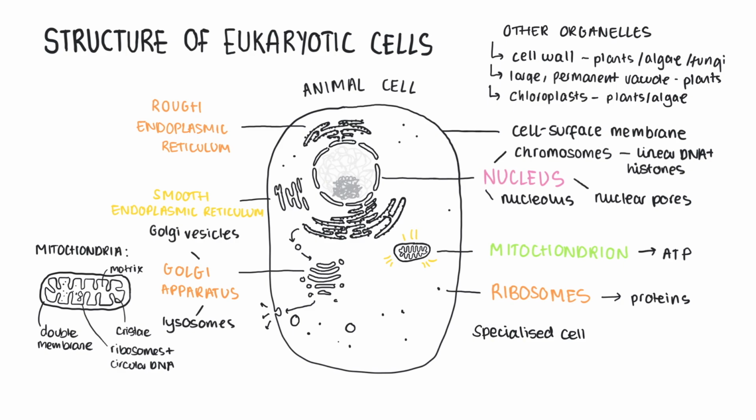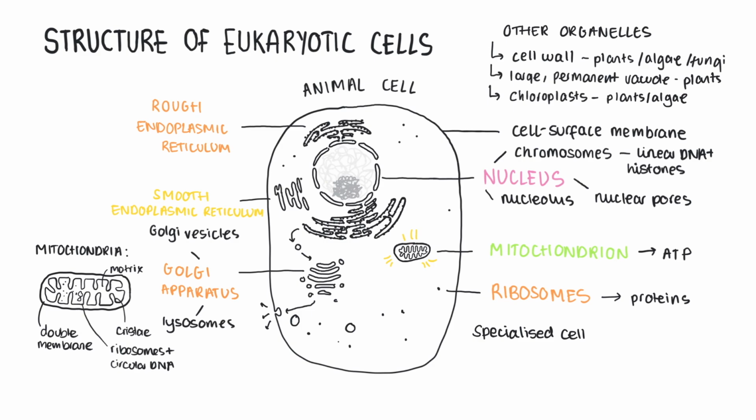Another common one is some sort of cell that needs a lot of energy. For example, it undergoes a lot of active transport, or a muscle cell, it needs the energy to contract, and again that would have lots of mitochondria.